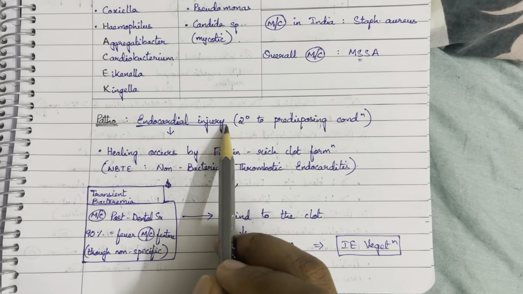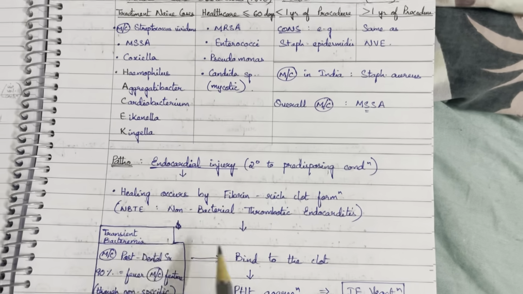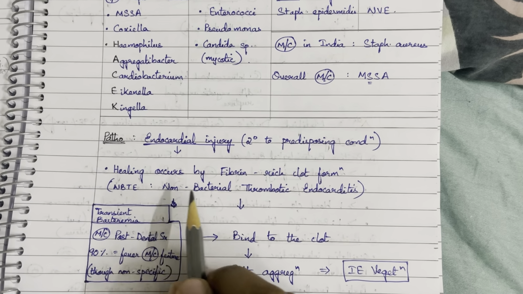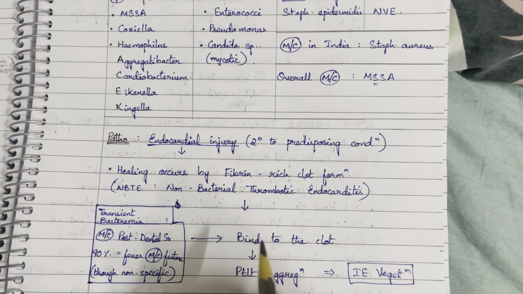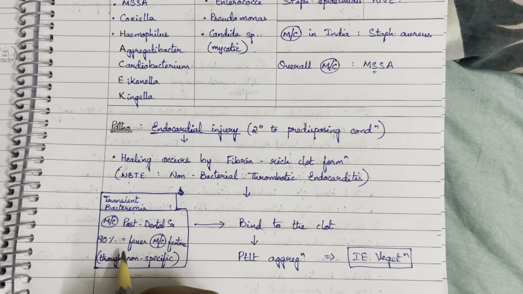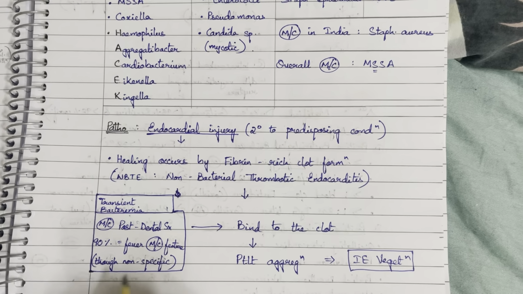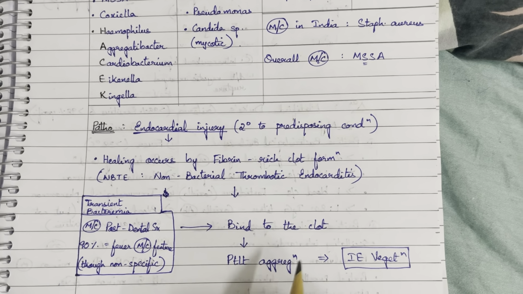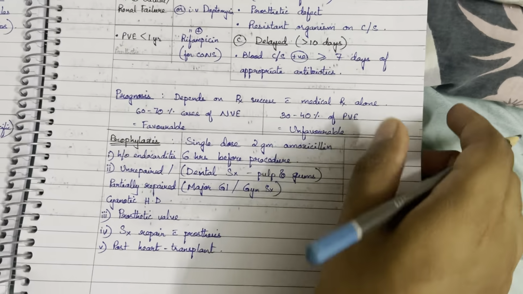So pathology. First there is endocardial injury because of all these predisposing conditions. Then the healing occurs by fibrin-rich clot formation. This is NBT, non-bacterial thrombotic endocarditis. Then because of some transient bacteremia after any post-dental surgery or fever, all that, these organisms bind to the clot and there is platelet aggregation. This leads to infective endocarditis, vegetation.